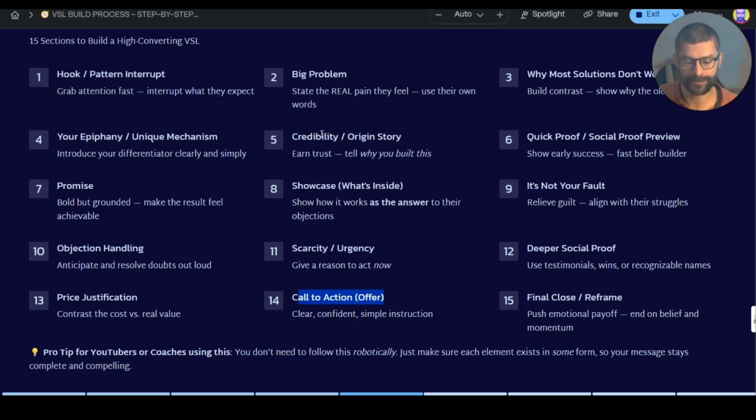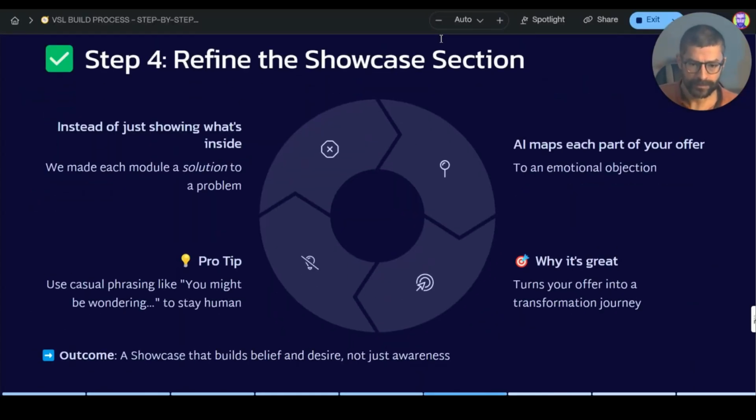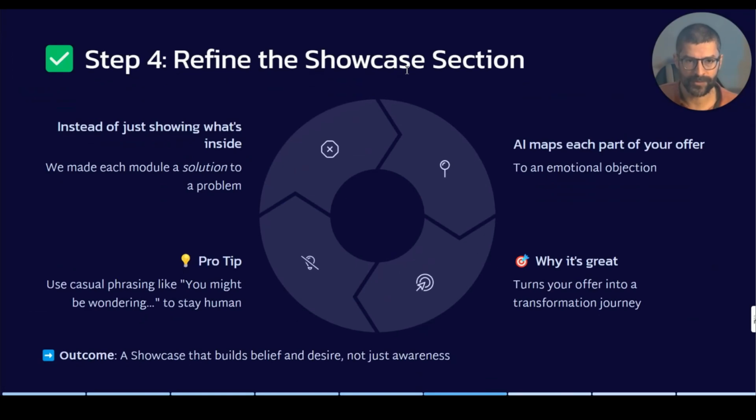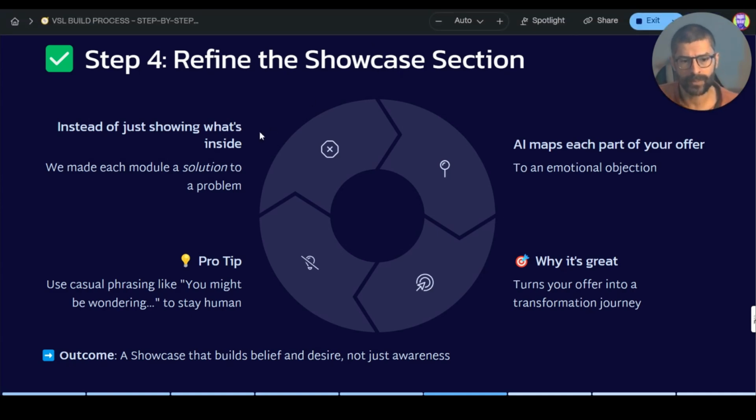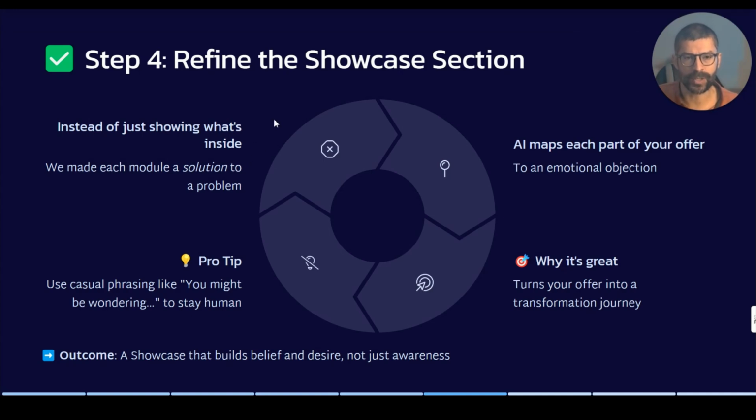And how can we do this? So next step, we will refine, first and foremost, what I like to do. I like to refine the showcase section, like really the presentation of the offer. And what I like to do is, instead of just showing what is inside, I want to first make every component of the offer a solution to a problem I want to solve, okay? A benefit. That's step 1.